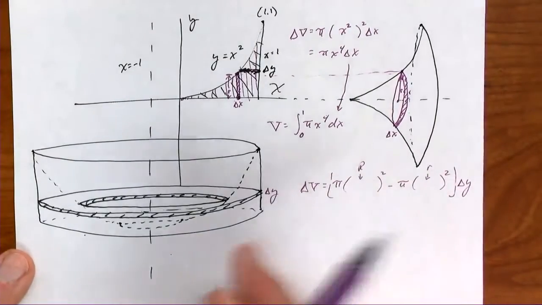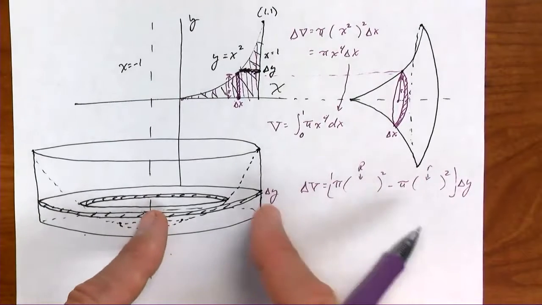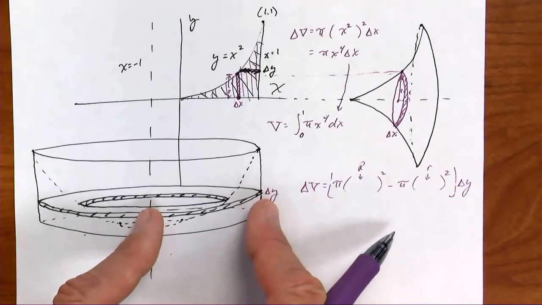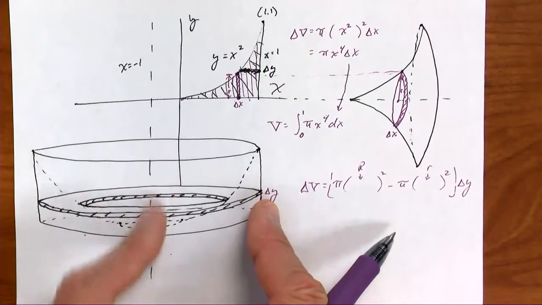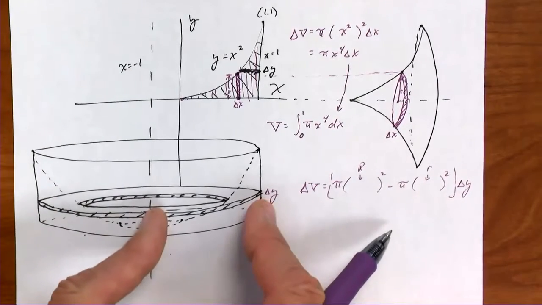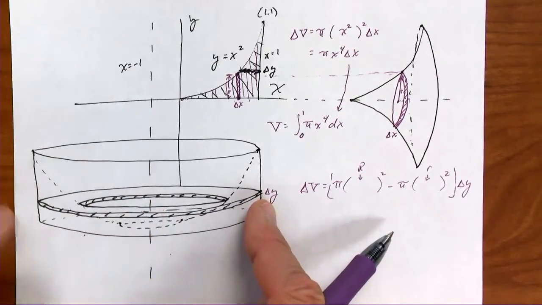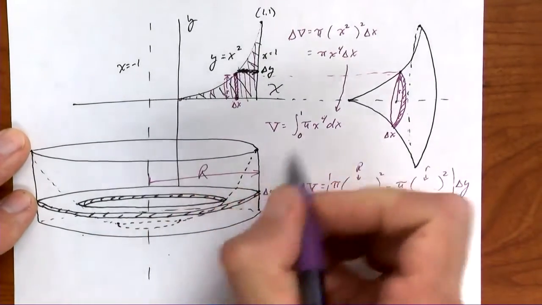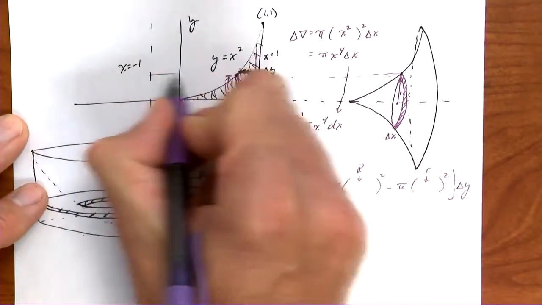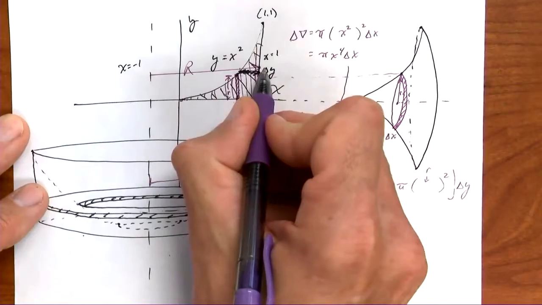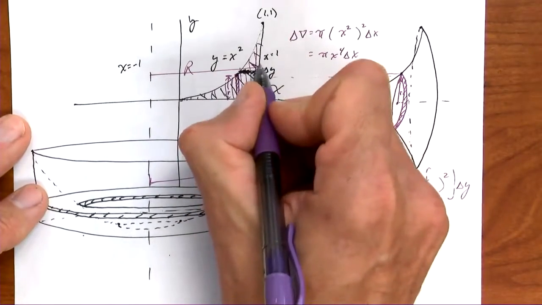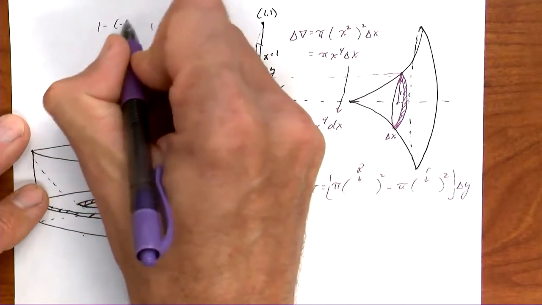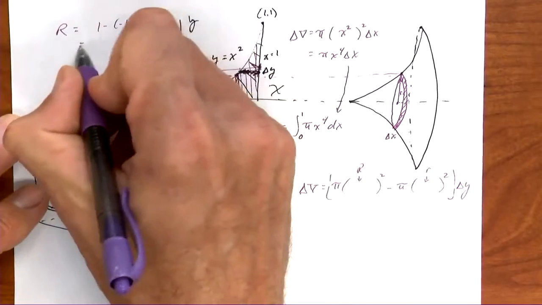When I talk about big R, I'm talking about the big radius. That radius goes from the center, all the way to the outside here. That's my big R. Remember, this is my axis of revolution, so that's going to be the center of that circle. If I take that back up to my original picture, it goes from here to here. How do you find a horizontal distance? You take the rightmost x value, which is 1, and subtract the leftmost x value, which is negative 1. 1 minus negative 1, so big R is going to be 2.